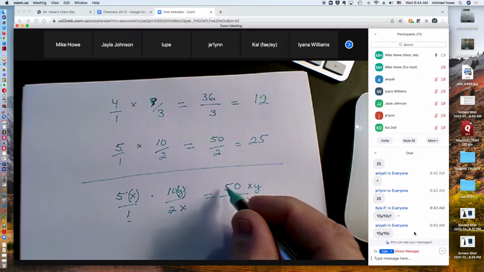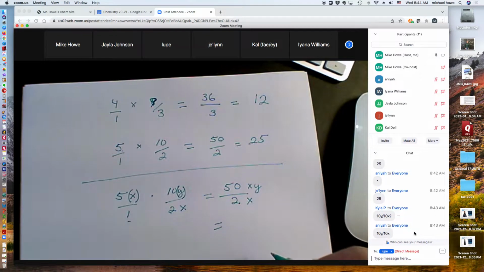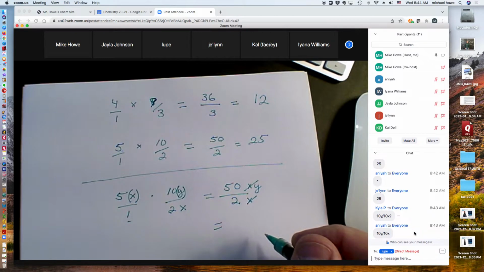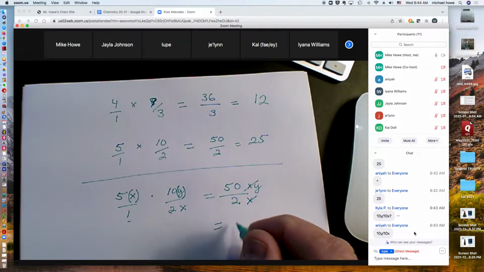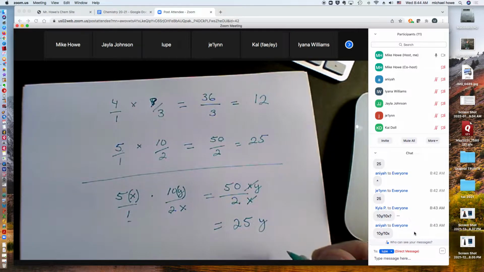Now, can you simplify this fraction? What happens to those x's? The x's will actually, since it's x divided by x, that's equal to 1, so we can just cancel those out. 50 divided by 2 is 25, so the answer to that question was 25y.